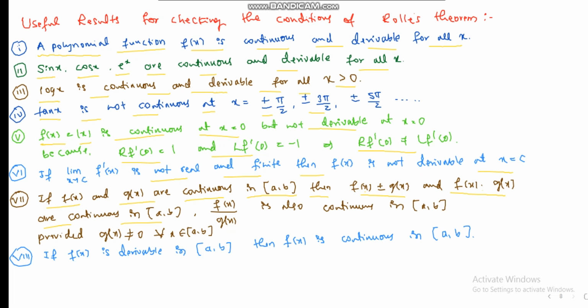Then the last one, the eighth one: if f of x is in the closed interval a comma b, then f of x is continuous in the closed interval a comma b. These are the eight conditions, useful results for checking the conditions of the theorem.